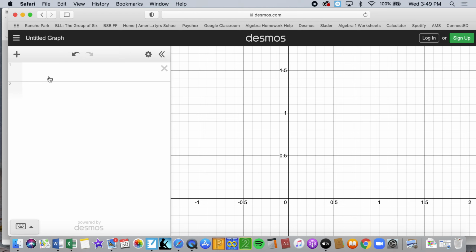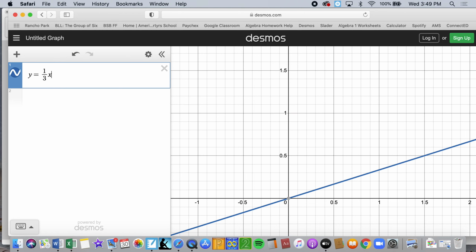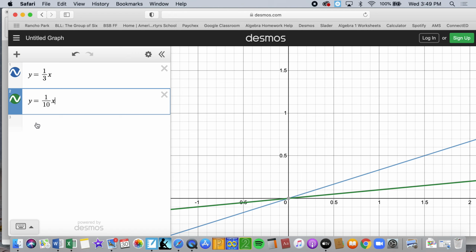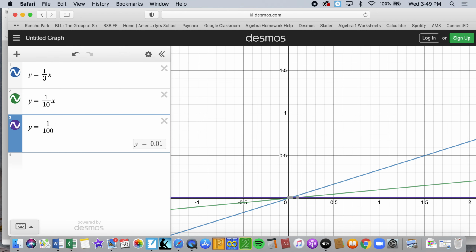Okay? Now, what if my numerator in 3, 10, and 100 was bigger than the denominator, 3 over 1, 10 over 1, 100 over 1. What if I flip it? What if I have the denominator bigger? Let's do y equals 1 over 3x. And what if I have y equals 1 over 10x? And what if I have y equals 1 over 100x?